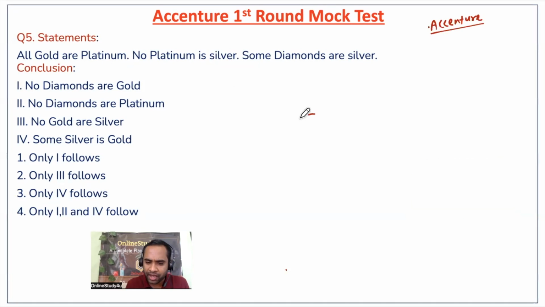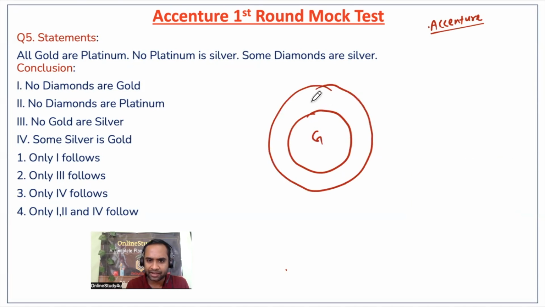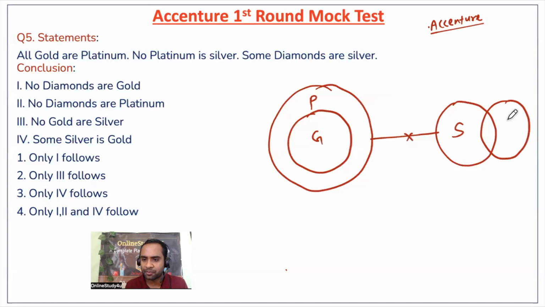So all gold are platinum, so all the gold you send inside the platinum. Okay, no platinum is silver, so there is no relation between your platinum and silver. And some diamond are silver, so some diamond are silver.